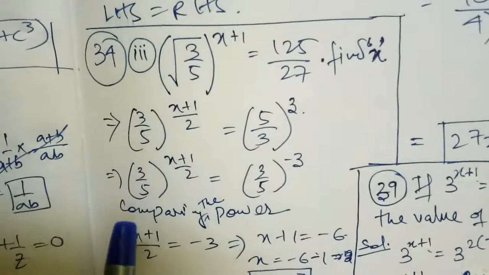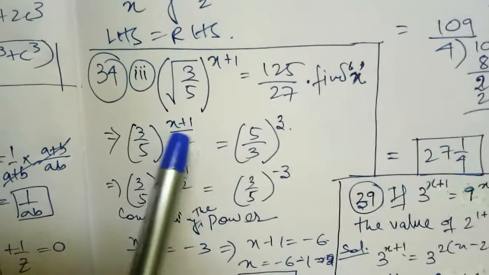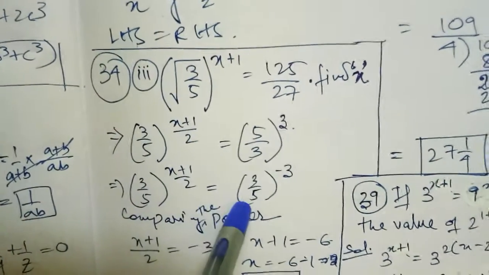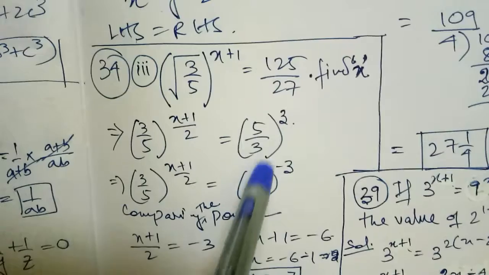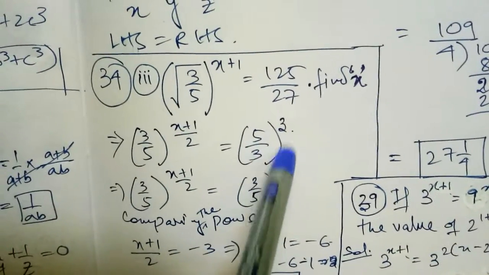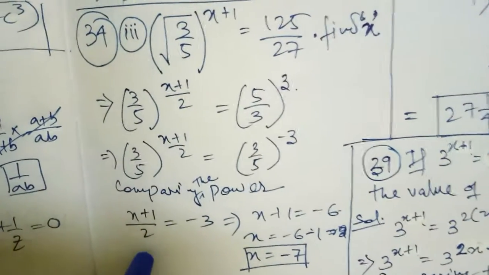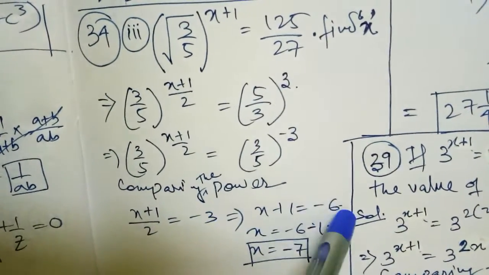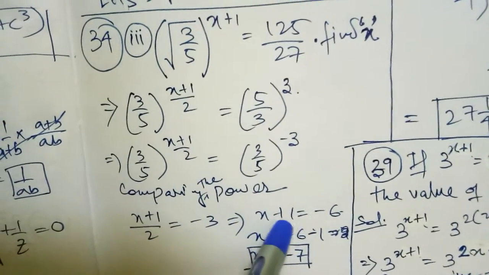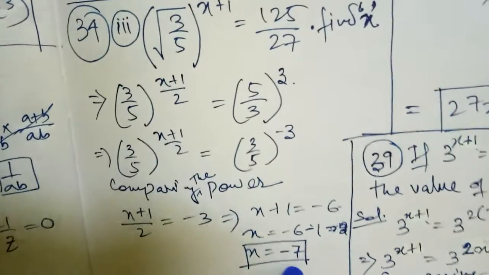Now from here I have seen that the bases are not same, then I cannot find out the value of x over here. So in order to make the bases the same, I made the interchange over here. If I make the interchange, then I have to make the power from positive to negative. Now I have written comparing the power. Now see what I have written. 2 into minus 3 will be minus 6. So x plus 1 equals to minus 6. Then x equals to minus 6 minus 1, that is coming x equals to minus 7.